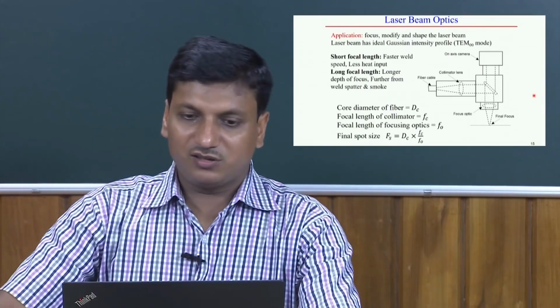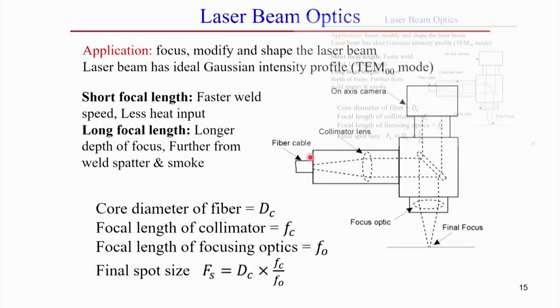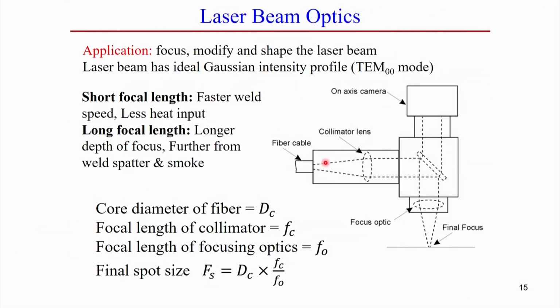Now with this laser optics, we can find out, suppose there is a core diameter, this is the fiber cable, the core diameter is DC here, and the focal length for this lens is fc, small fc, and the focal length of the focusing optics, this one, suppose this focusing optics is f0. So the final spot size fs can be estimated as the ratio of the two focal lengths of the lenses, fc by f0, multiplied by the core diameter of the fiber.